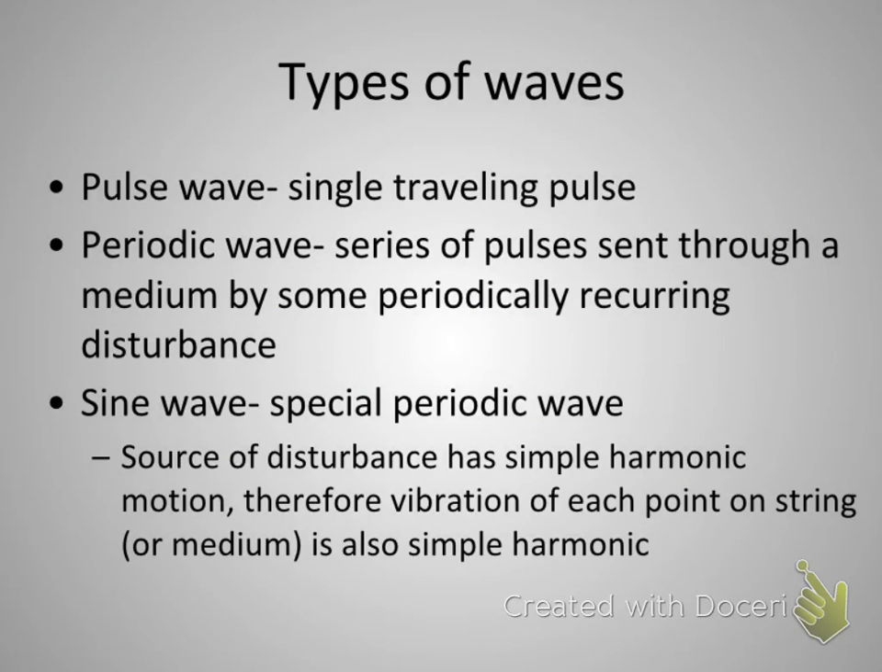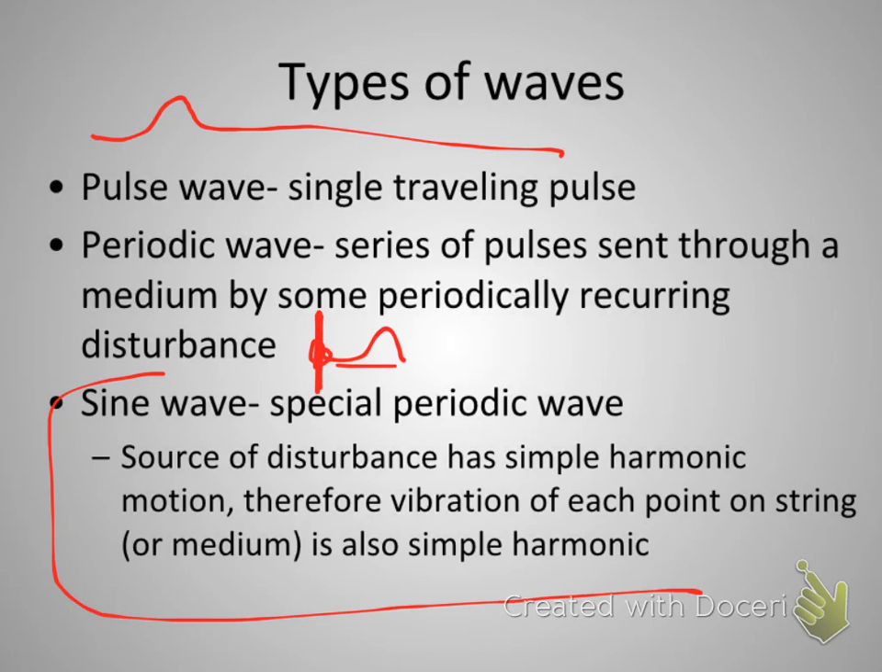Multiple types of waves. The pulse wave is just that single pulse traveling. You did that with the waves out in the hallway during the lab. A periodic wave is where we have some periodic disturbance, like that spring going up and down and up and down. So you get a series of pulses. And a sine wave is just a special periodic wave. We've got a simulator that we're looking at here.